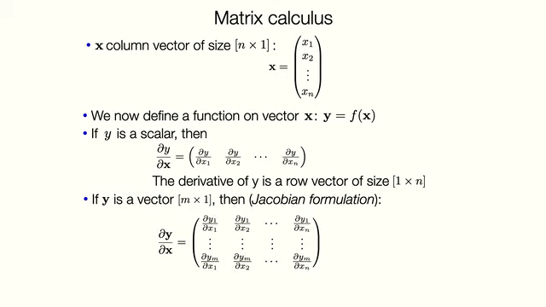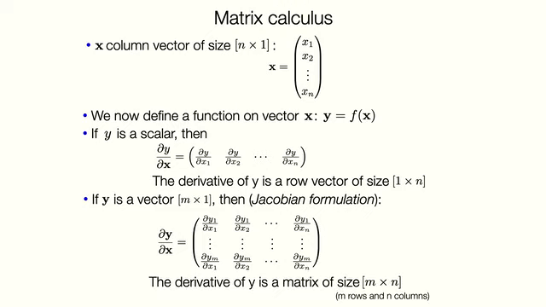If y is a vector of m by 1, then we assume the Jacobian formulation of the partial derivative of y with respect to x, where you end up with a matrix of size m by n, so m rows, which is the size of y, by n columns, which is the size of x, and each element of that matrix will be the partial derivative of that element of y with that element of x.